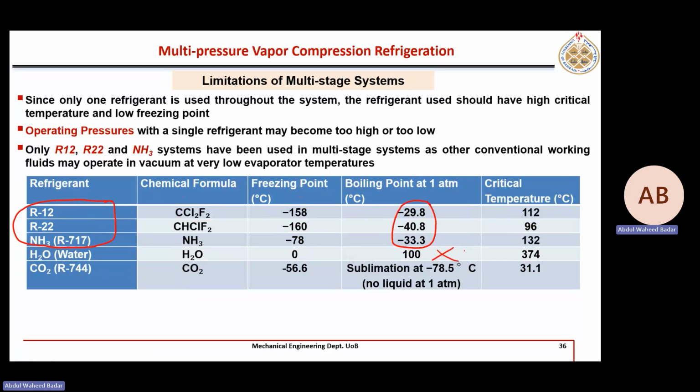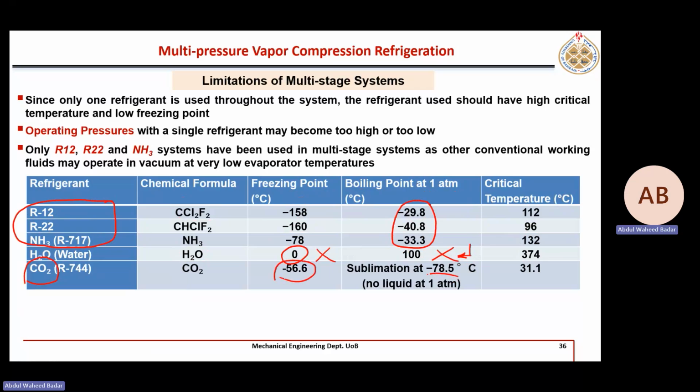Compared to water, that's why water is not feasible. We can use water, but you have to create a very large vacuum, and below 0 is not possible for water. Now this is CO2, that is another type of refrigerant, which we saw in chapter 1. But here the problem is freezing point is okay, very low.